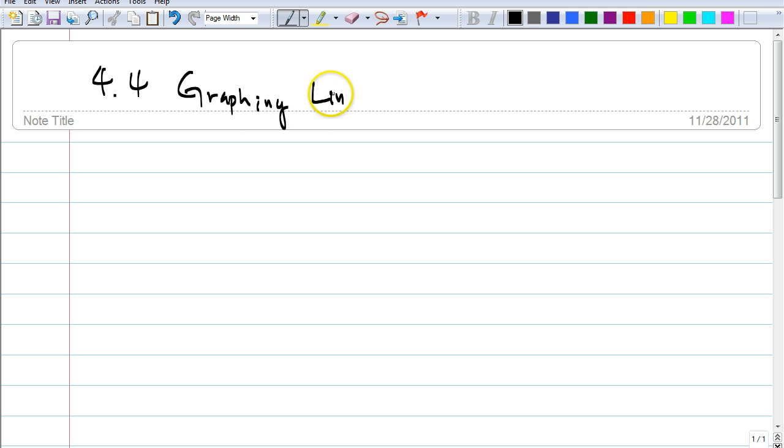Graphing lines using intercepts. When we say intercepts, this time, remember we talked about slope-intercept form? When I say slope-intercept form, I'm talking about which intercept only? Y-intercept. When I say intercepts, notice it's plural.